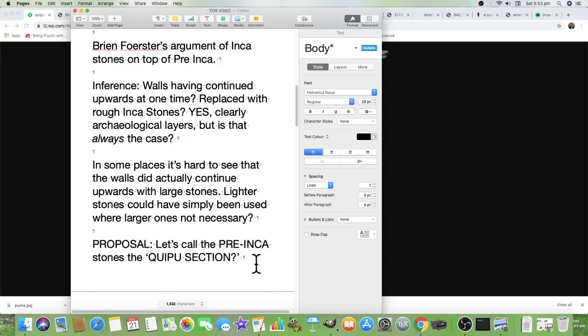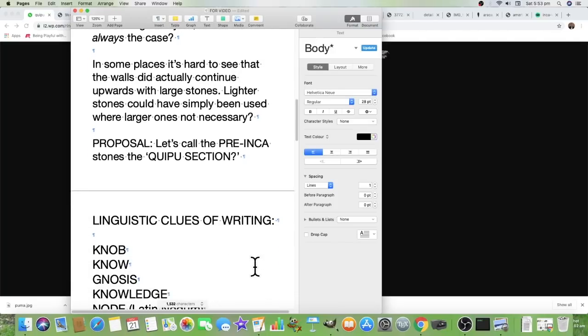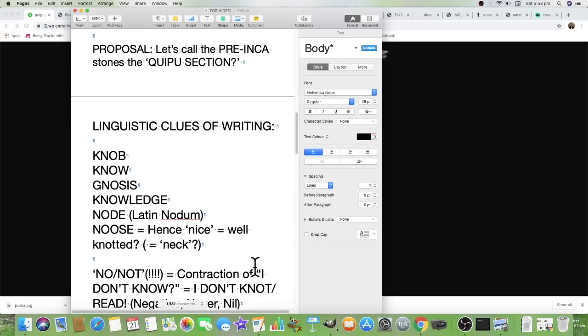So, proposal: let's call the pre-Inca stones the Quipu section, and we're going to try and read that as a language. We're going to draw. I've got this drawing tablet. It's amazing. So, watch to the end, guys. This is the best. So, linguistic clues of writing.